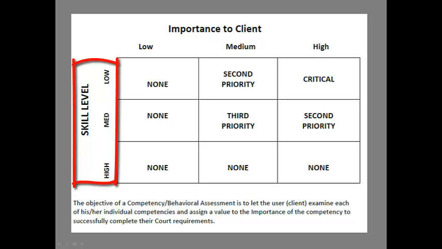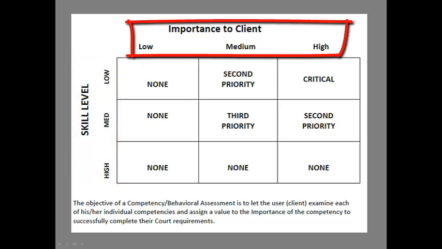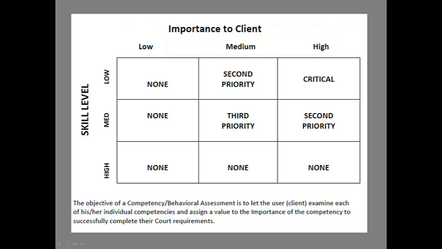So to understand the competency assessment, you need to take a look at this grid. Notice on the left axis, we've got skill level. Across the horizontal axis, we've got importance to client. And we're going to mark these in each of these grids. And the objective is to let the user, the client, examine his or her competencies and assign a value to them to get them thinking about what's going to be most important for them to work on.